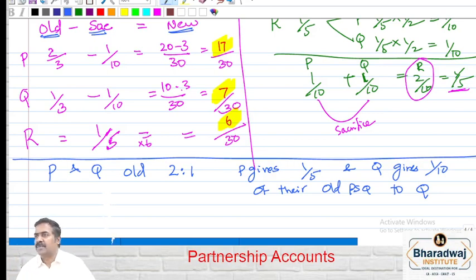In favor of Q. What is missing in this question? Compared to the last three questions, what is missing? The new partner share itself is missing, right? In the last three questions we were given what? The new partner share. What is missing here? The old partners' share is available, and how much the old partners give in favor of the new partner is given. The new partner share is missing in the question. All this has nothing to do with accounts, only logical thinking.